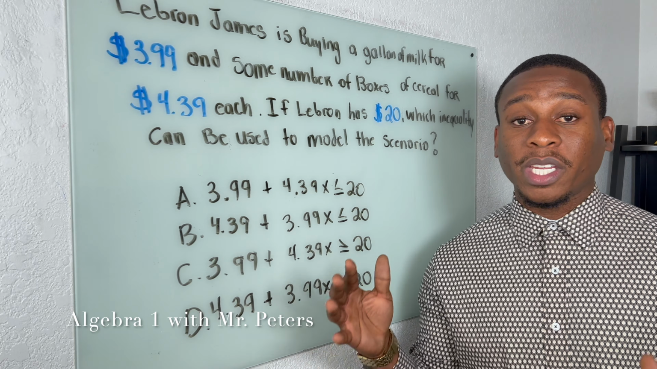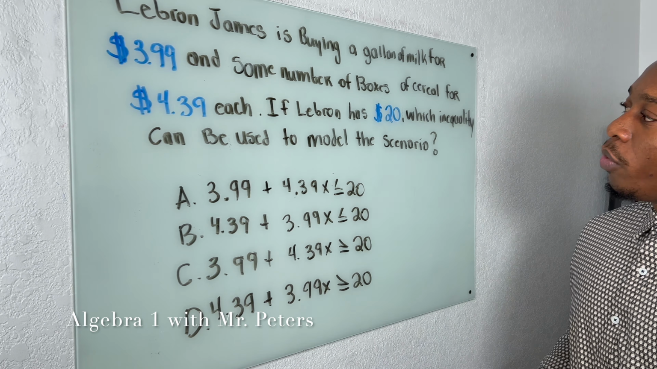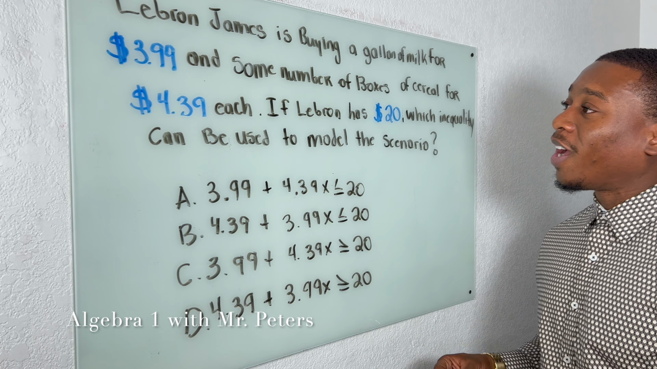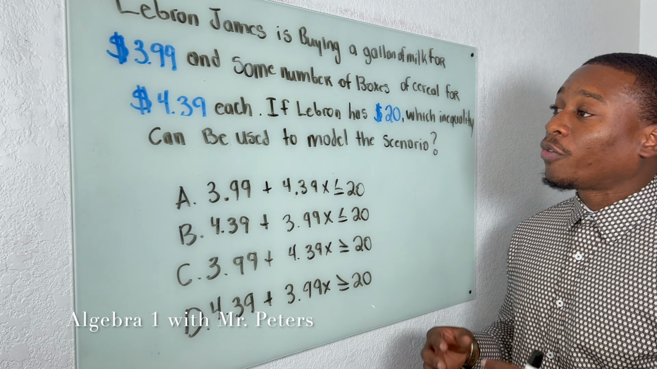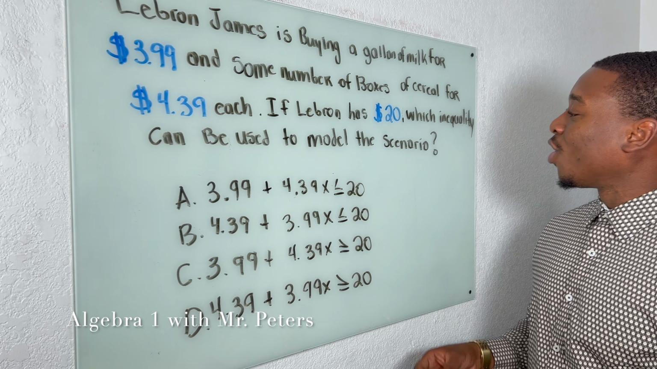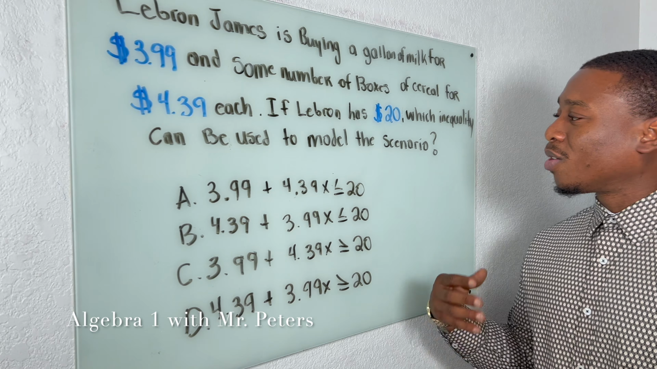All right? In this problem, guys, they're giving us a scenario and they want us to match the equation slash inequality with it. So when we read, it says LeBron James is buying a gallon of milk for $3.99 and some number of boxes of cereal for $4.39 each. If LeBron has $20, which inequality can be used to model the scenario?